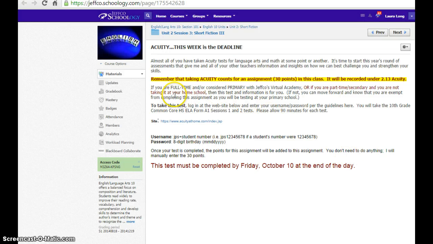If you're primary, full-time, you need to take it. And if you are part-time or secondary and you're not already taking it at Golden, at Stanley Lake, at Bear Creek, whatever, then you do need to take it. If you think that you don't need to take it, please message me and I'll check into whether or not we're set up to have you take it. You're going to log on to this link here, complete these sessions here, using this username and password here. So that's where we're going this week.